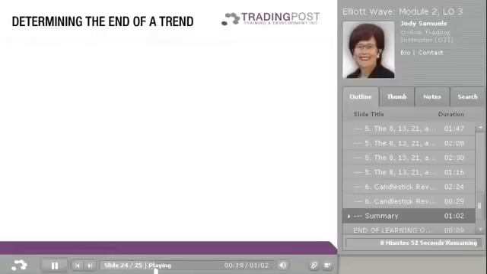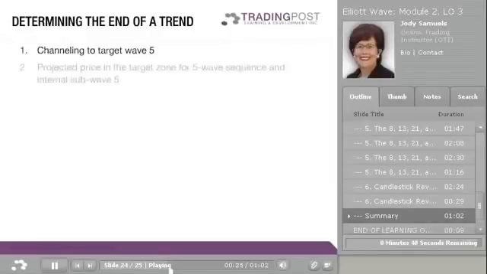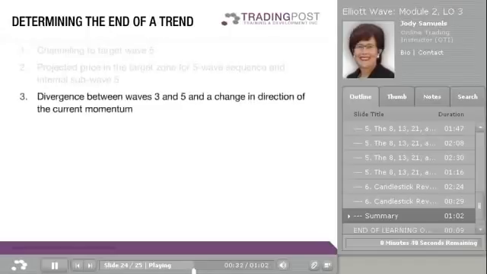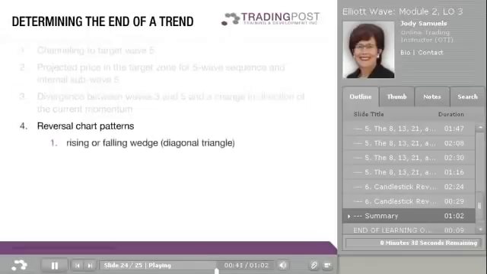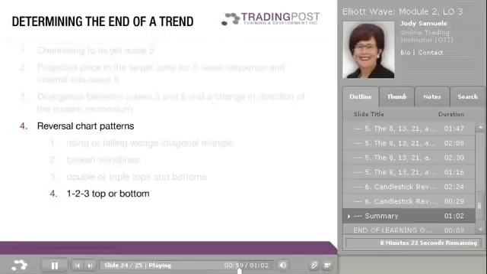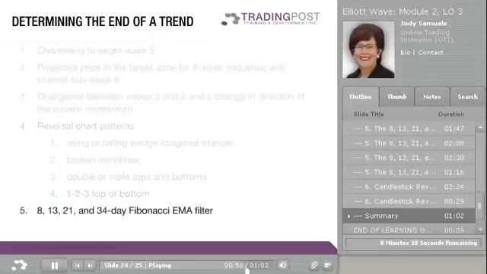They include 1. Channeling to target wave 5. 2. Projected price in the target zone for 5-wave sequence and internal subwave 5. 3. Divergence between waves 3 and 5 and a change in direction of the current momentum. 4. Reversal chart patterns, including rising or falling wedges, broken trend lines, double tops or triple tops and bottoms, a 1, 2, 3 top or bottom. And 5. The 8, 13, 21, and 34-day Fibonacci EMA filter. And finally, 6. Candlestick reversal patterns.